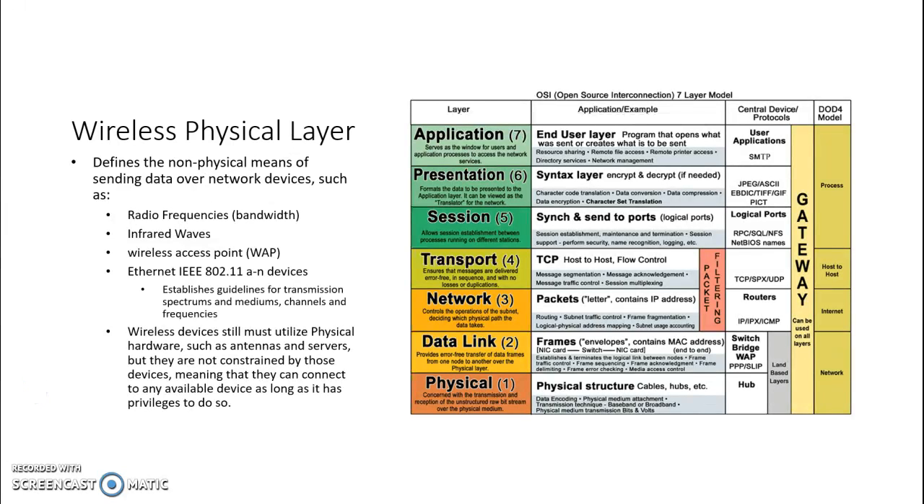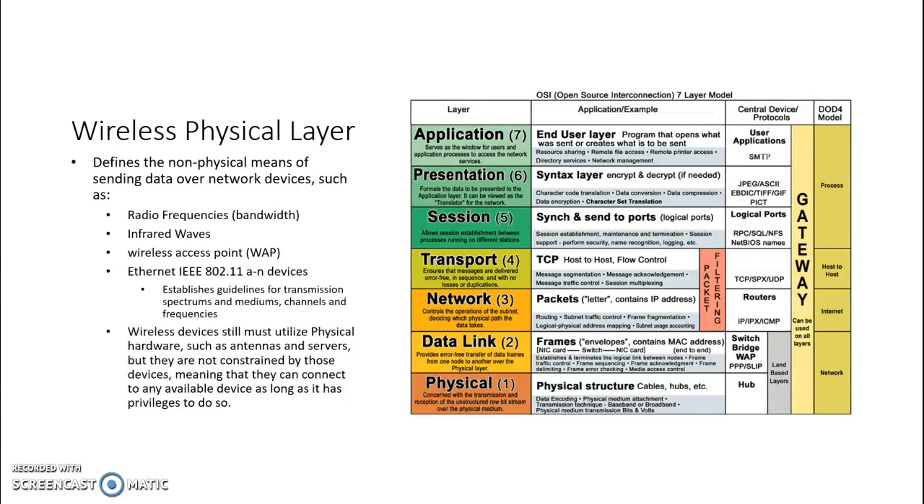Now the wireless physical layer defines the non-physical means of sending data over network devices such as radio frequencies or bandwidth, infrared waves, wireless access points, Ethernet IEEE 802.11a through n devices, which establishes guidelines for transmission, spectrums, and mediums, channels, and frequencies. Wireless devices still must utilize physical hardware such as antennas and servers, but they are not constrained by those devices, meaning they can connect to any available device as long as it has privileges to do so.